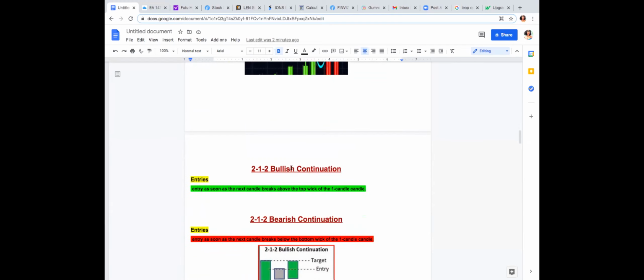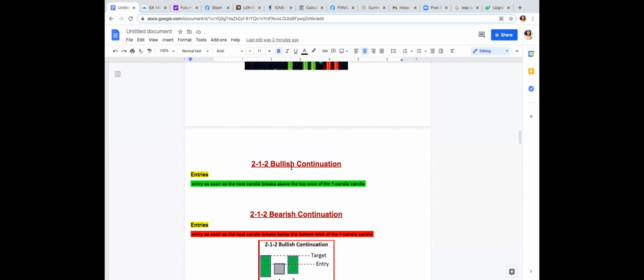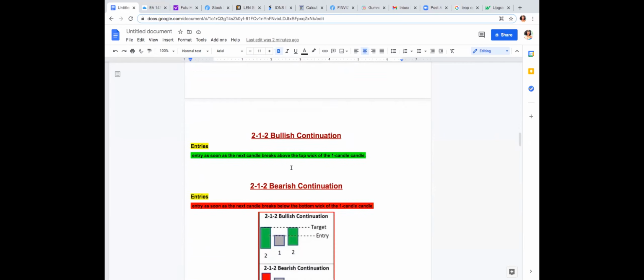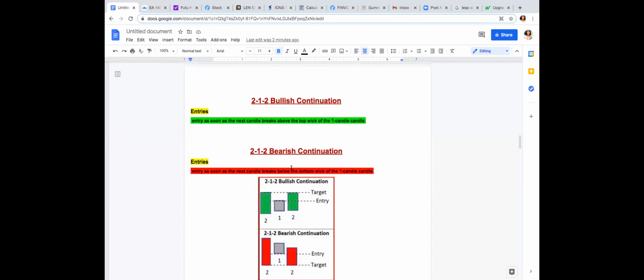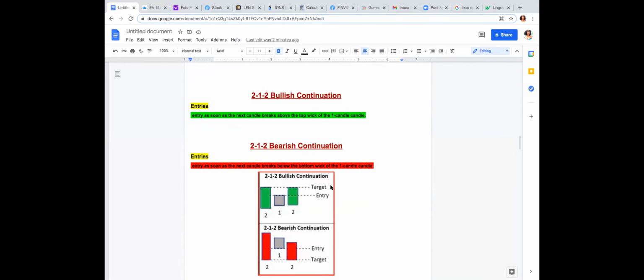Okay. So then we have the 2-1-2 bullish continuation. So this is basically a bullish pattern that's already in place, and you're wanting to find an entry so that you can capitalize on that bullish momentum. So your entry is going to be as soon as the next candle breaks above the top wick or the top portion of the 1 candle. It will be the opposite for a bearish continuation. Your entry is going to be as soon as the next candle breaks below the bottom wick or the bottom portion of the 1 candle.